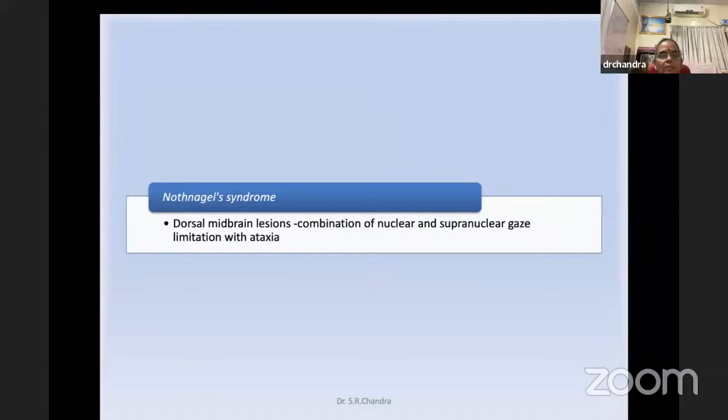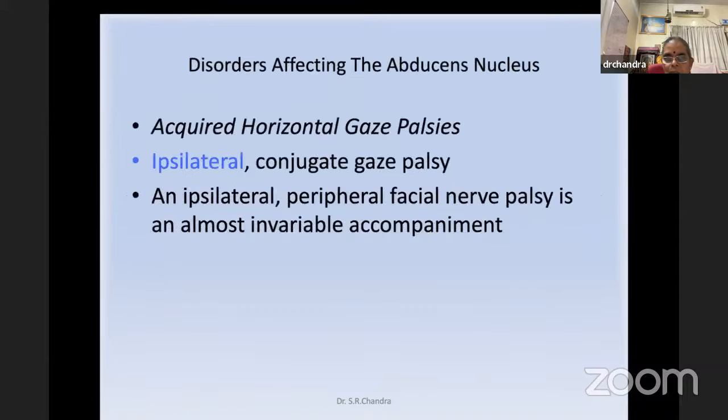Then Nothnagel syndrome, that's a dorsal midbrain lesion, a combination of nuclear and supranuclear gaze centers with ataxia. So gaze involvement. From the muscle, fasciculi, nucleus, now supranuclear cranial nerve palsy. So there's a gaze paralysis plus ataxia. That is called Nothnagel syndrome.